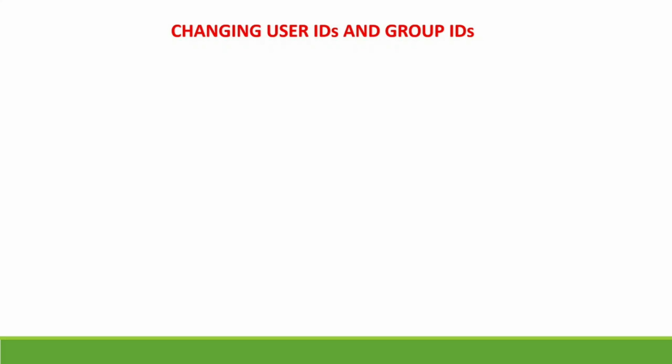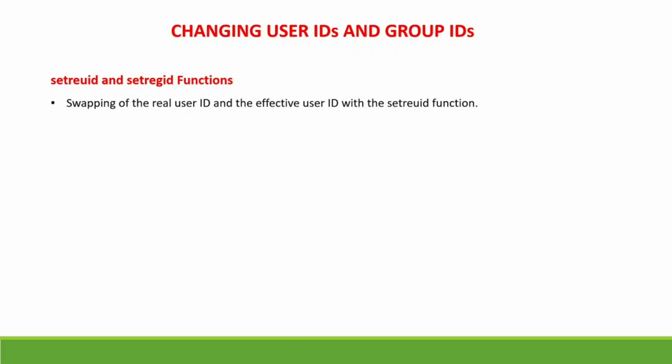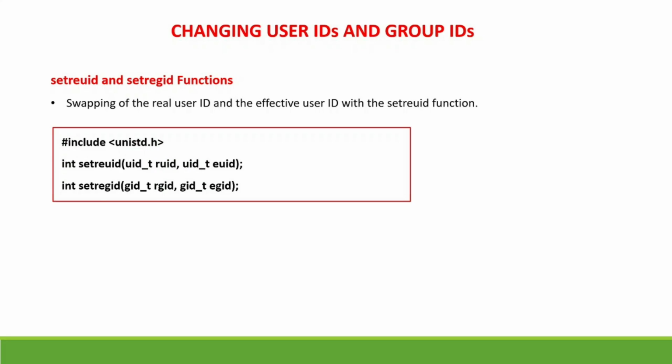Now let us see the variations of setuid and setgid functions. The first one is the setreuid and setregid functions. This is used for swapping the real user ID and the effective user ID of the process. This is the syntax, and it returns 0 if successful and -1 on error. We can supply the value of -1 for any argument to indicate that the corresponding ID should remain unchanged. So if I want to keep it unchanged, then I'll supply the value -1.